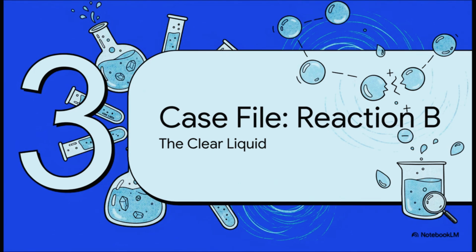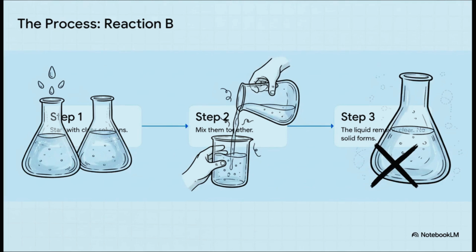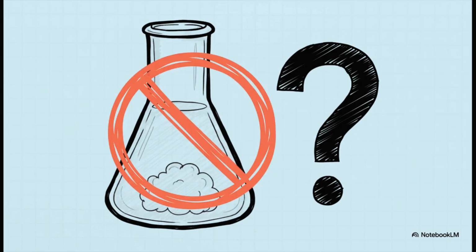Now, let's switch gears and open up our second case file. Reaction B. This is the one where things, well, didn't get cloudy. So the setup is exactly the same. You grab your two clear solutions, you pour them together, and absolutely nothing happens. The liquid just stays totally clear. No cloudiness, no solid, no drama at all. The key observation here is simple, but it's super important. There is no precipitate. And that leads us to the big question, why not? What was so different this time?